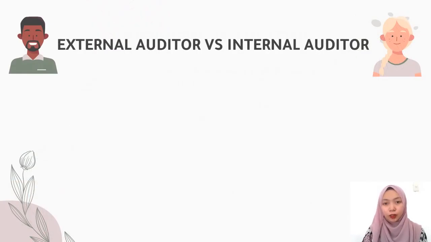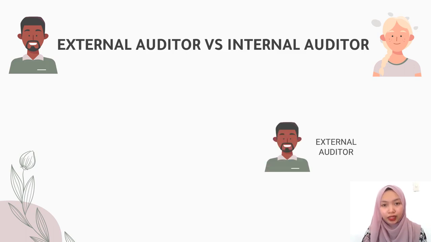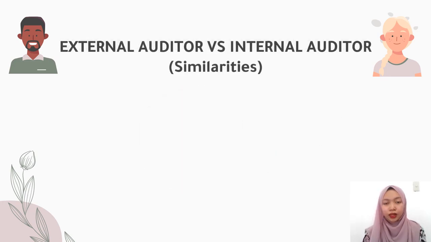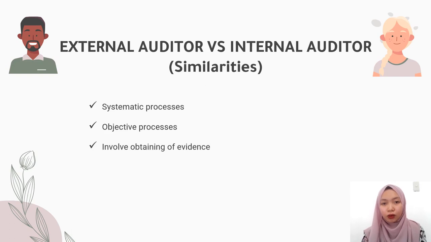Now, let's differentiate more the internal auditor from the external auditor. So the most familiar distinction between the two is that an external auditor is someone outside the company or the organization, while an internal auditor is someone inside the company. But first, let's take a look at the similarities between the two. First, both external and internal auditors follow a systematic approach. Both are also objective processes, meaning both auditors possess independence and objectivity. Next, they also involve obtaining evidence in order to support the conclusion in the auditor's report.